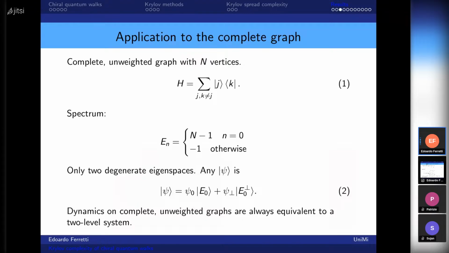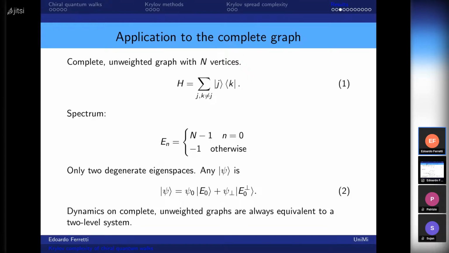complete graphs, because a complete graph has this very simple spectrum. One eigenvalue with degeneracy 1, and all other n-1 eigenvalues are equal. So it's only two degenerate eigenspaces. We only have two independent eigenvalues.